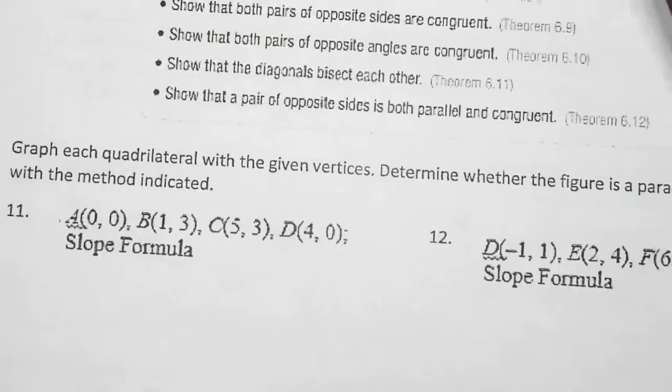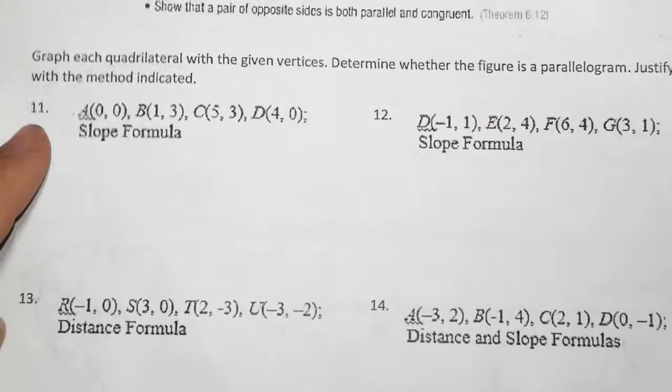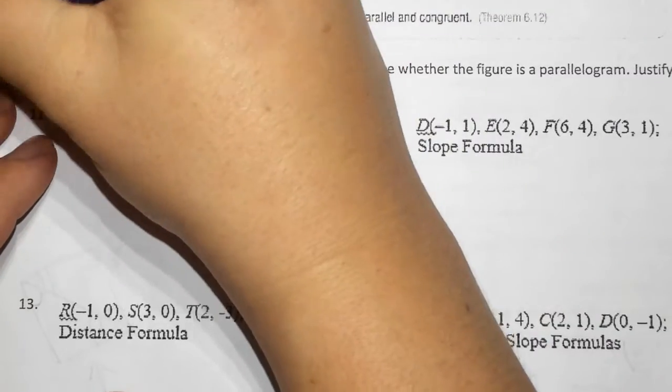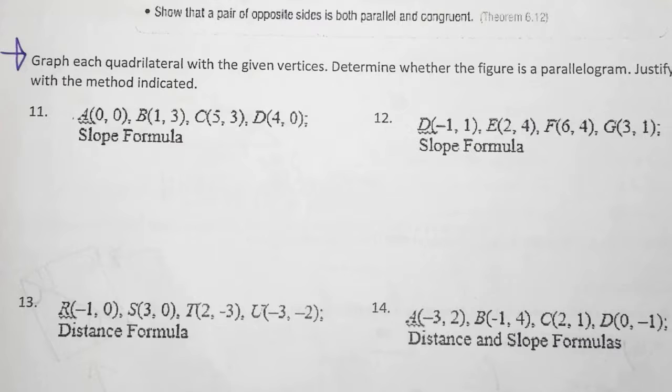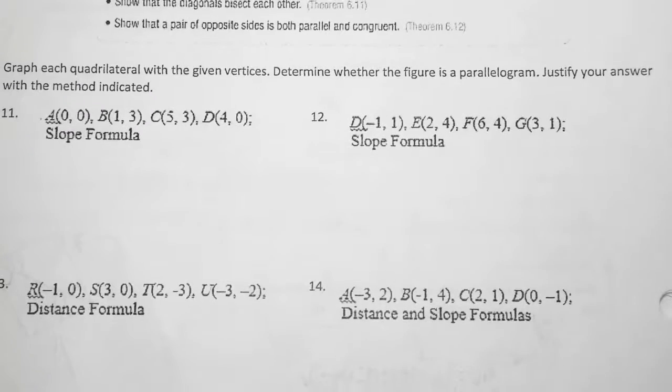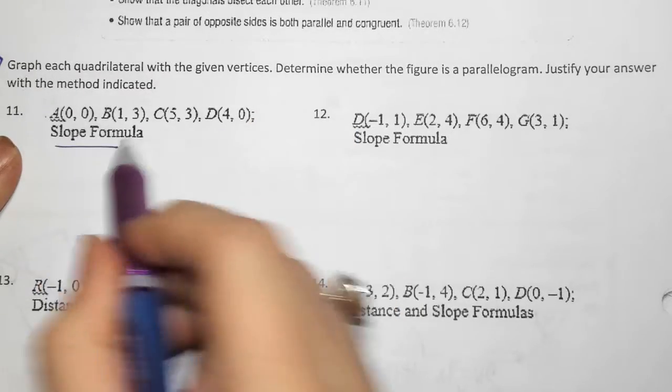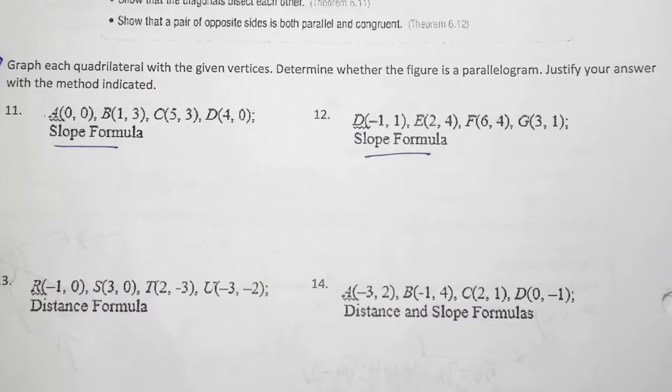So it says to graph, which I'm not going to make you graph. If you want to graph, it'll probably be easier in some circumstances. So I'm not going to check for graphing. If you want to, cool. If you don't, there's graph paper over here. So here's the deal. They have given us 4 points of a quadrilateral. And we have to determine if it's a parallelogram by using what they tell us to use.